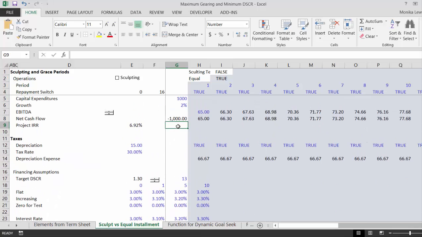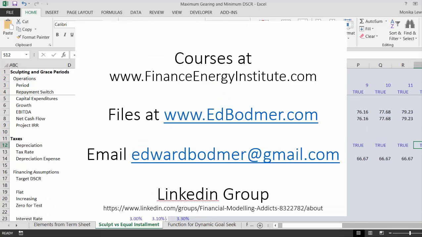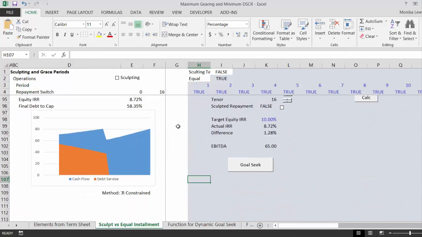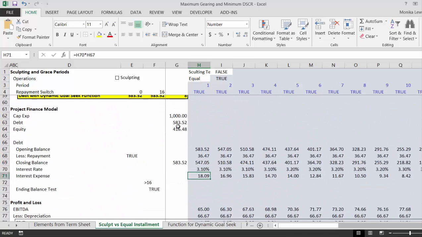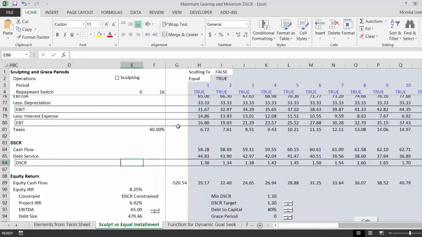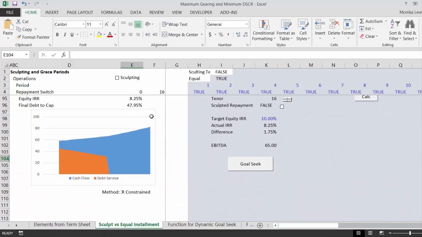Now, if we took away this, just a minute, 15 years, is this 15 years down here? This tax depreciation. Let's make the tax depreciation 30 years. And let's make the tax rate 40%. Okay, then we have just a standard one kind of thing.